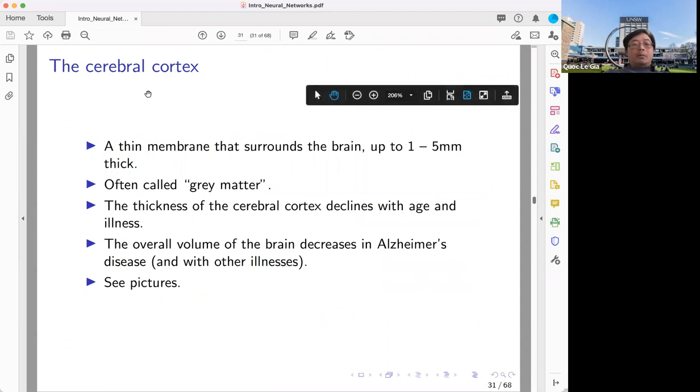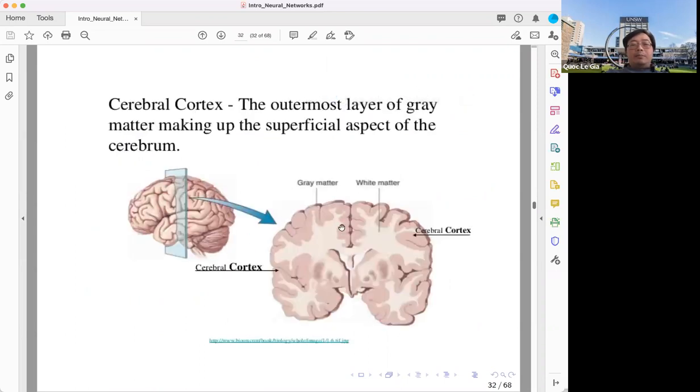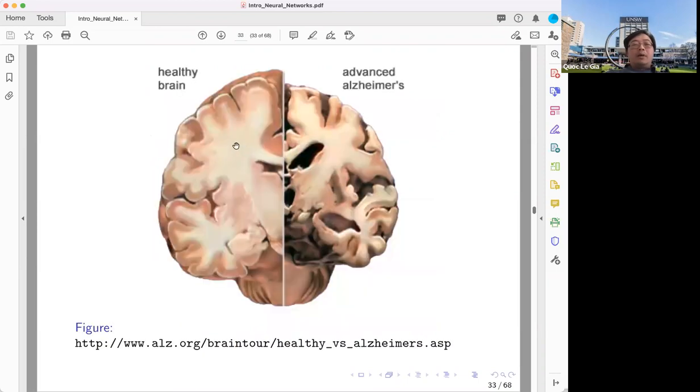The cerebral cortex is the thin membrane around the brain. So maybe look at these pictures. When you cut the brain in cross section, inside is the white matter, and the top layer is the gray matter, and the thickness of this layer is what we call the cortical thickness. And in Alzheimer's disease, you see that the cortical thickness is decreased.